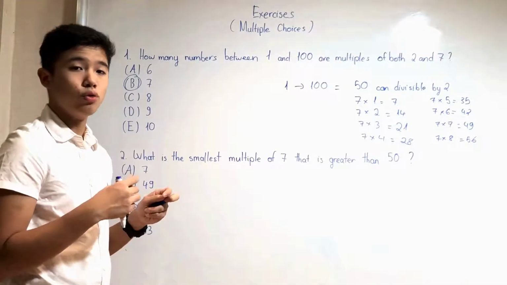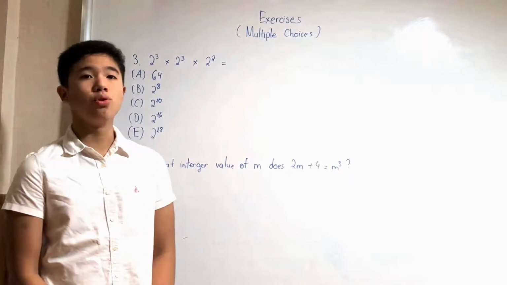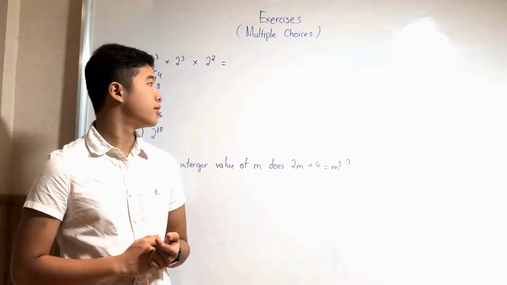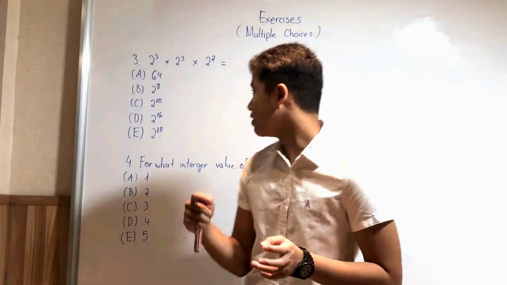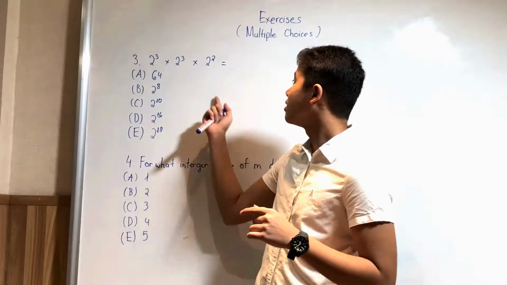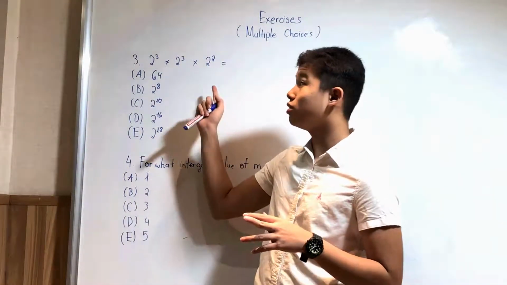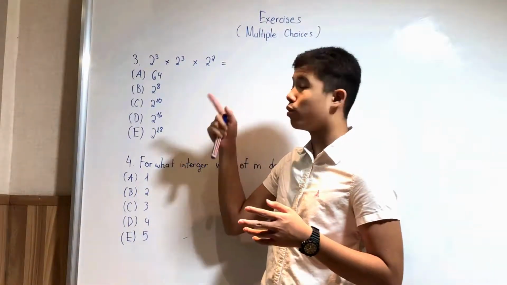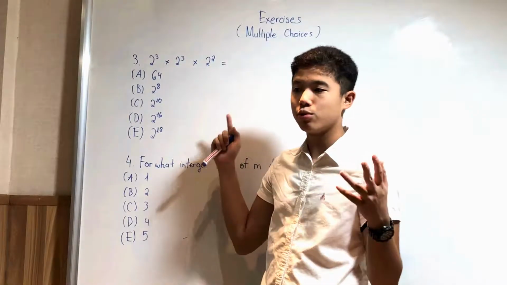Pretty easy, these two questions. Let's move on to some more. Our third question is pretty short. That is 2 to the power of 3 times 2 to the power of 3 times 2 to the power of 2. So that means 2 cubed times 2 cubed times 2 squared.